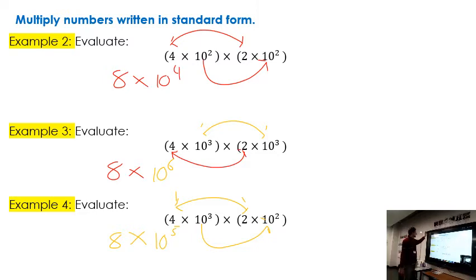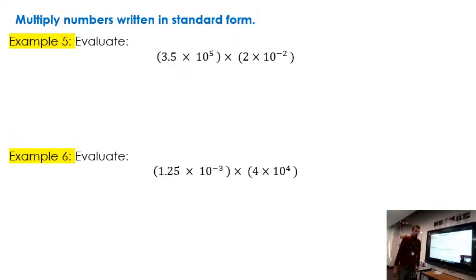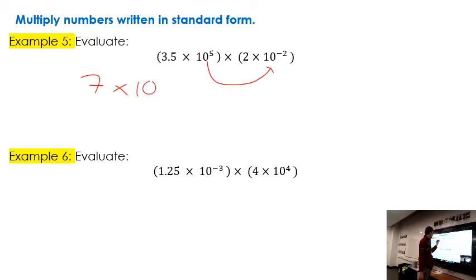Okay. Pause the video and have a go at these questions. So, same idea, we've got 3.5 times 2, which is equal to 7. And then we have the 10 raised to 5 times the 10 raised to -2. We're multiplying, so we add the powers. This is going to be 10 raised to 3.